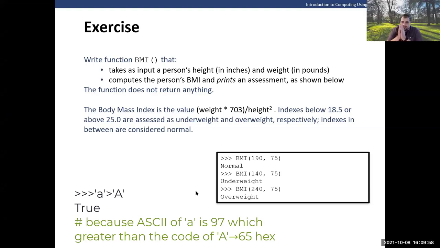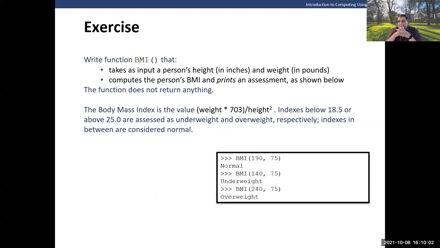Okay, so the question is to implement a function called BMI. This function takes as input a person's height and weight in pounds, computes the BMI, and prints an assessment as shown below. So the function doesn't return anything. The assessment is either normal, underweight, or overweight. First of all, we have to understand how to calculate the body mass index, and I've already provided you the equation. Indexes below 18.5 or above 25 are assessed as underweight and overweight, respectively. Indexes in between are considered normal.